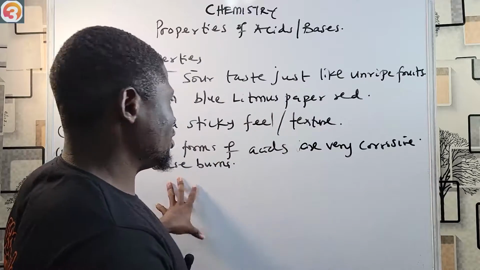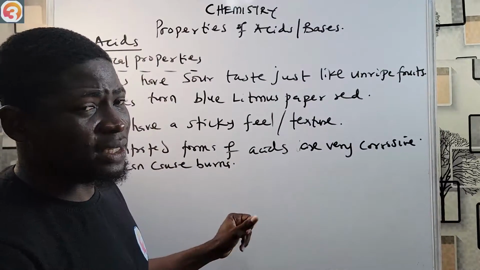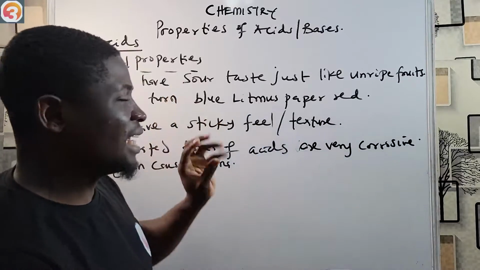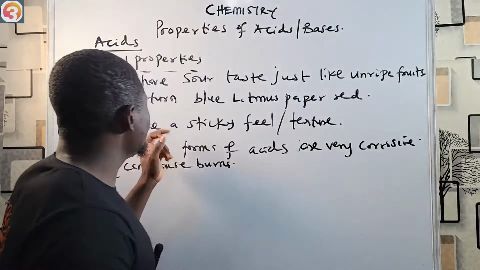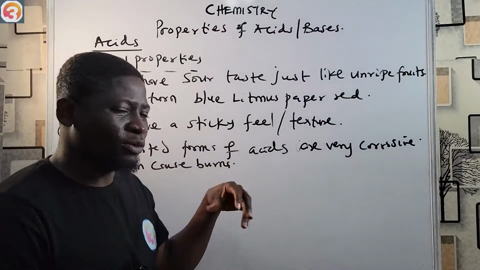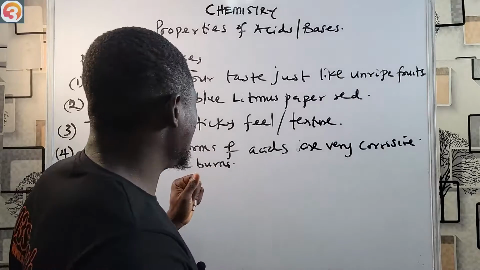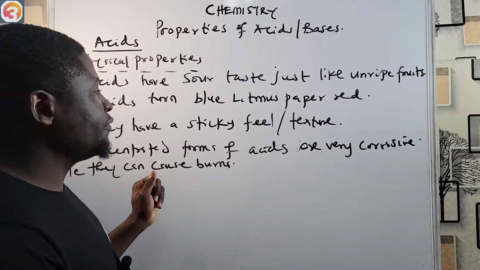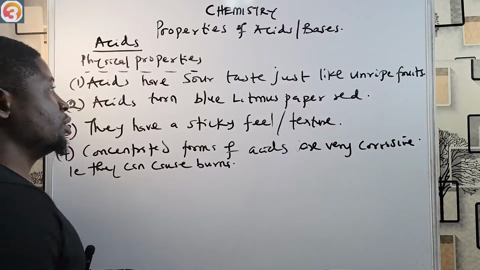So these are some of the physical properties of acid. Number one, acids have a sour taste, just like unripe fruit. Number two, they turn blue litmus paper to red. Number three, they have a sticky feel or texture. And number four, concentrated forms of acids are very corrosive. That is, they can cause burns.